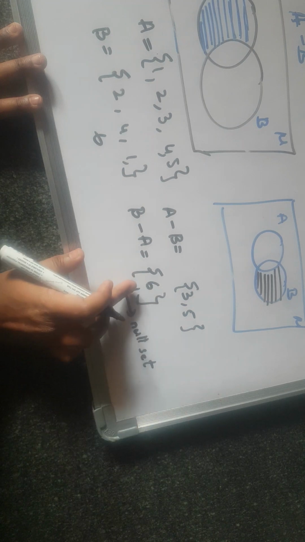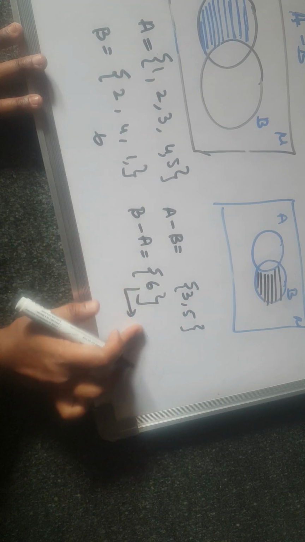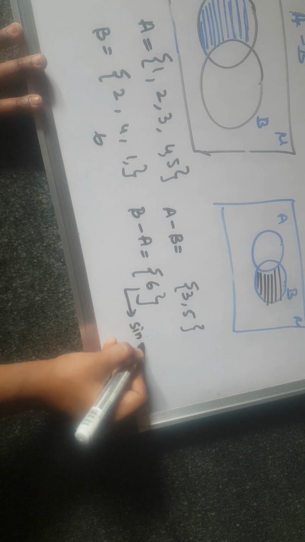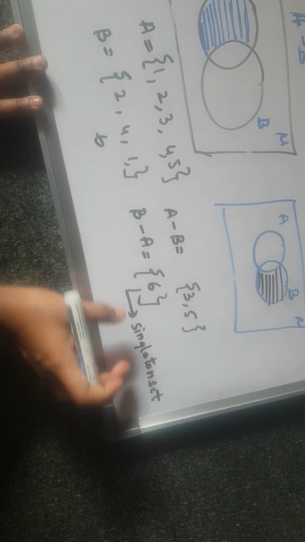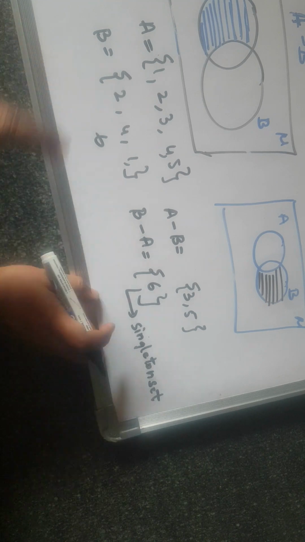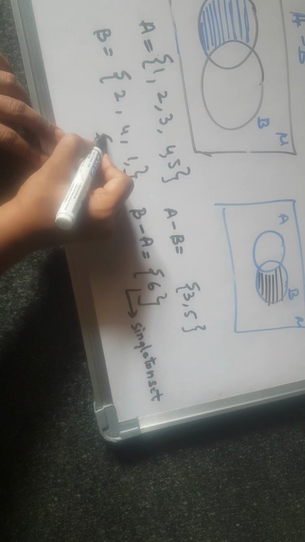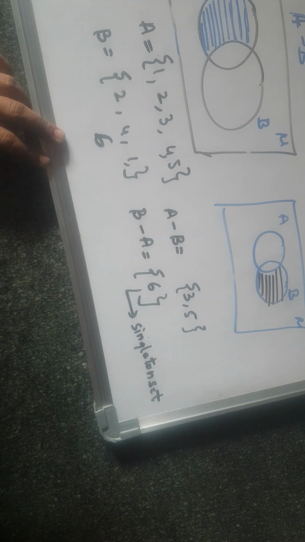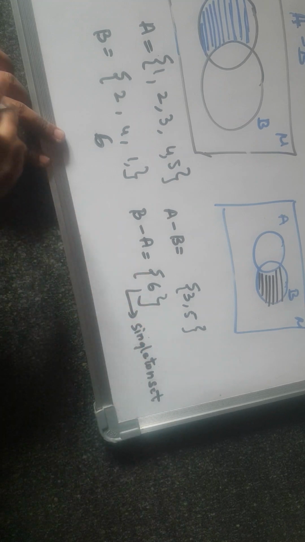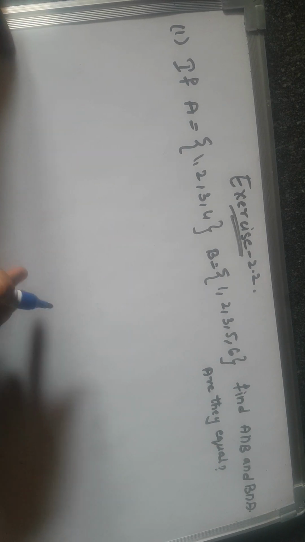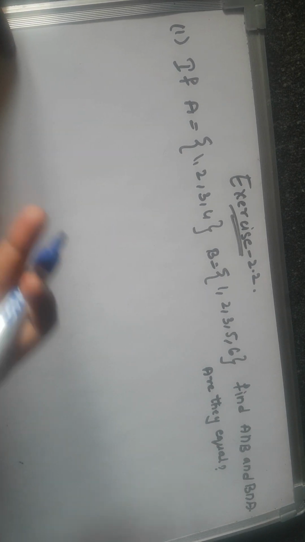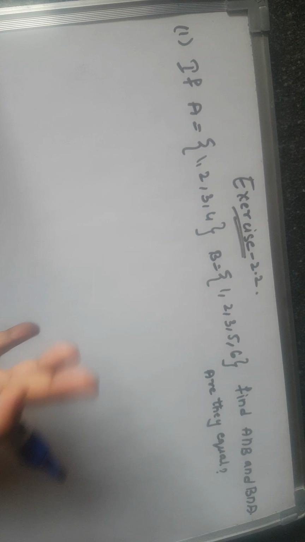6 will be the value, and only a single element is there, so it will be a singleton set. B minus A, if 6 is present in your B, will be a singleton set. Okay, now let us start an exercise. While solving the questions of the exercise, you will be more clear with the concept.